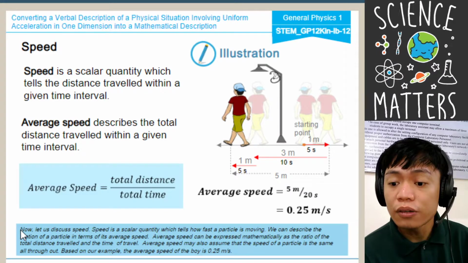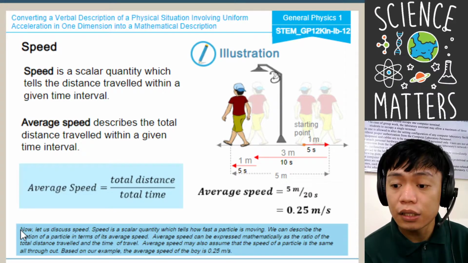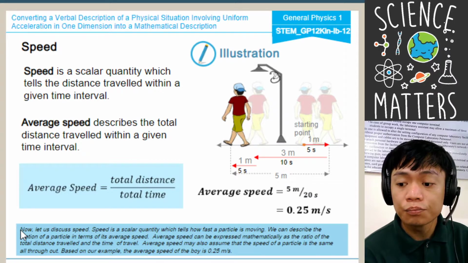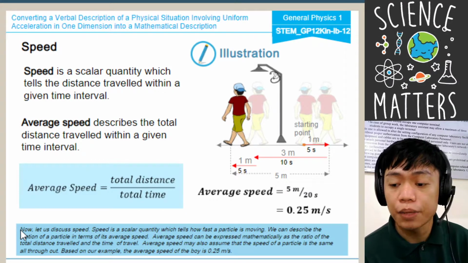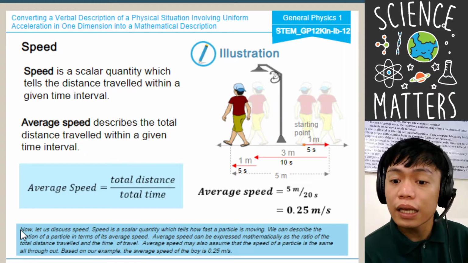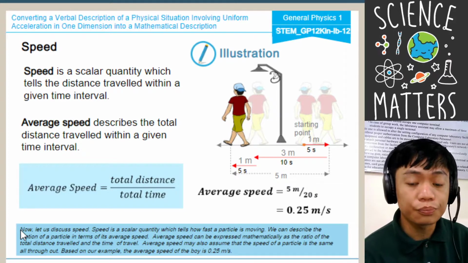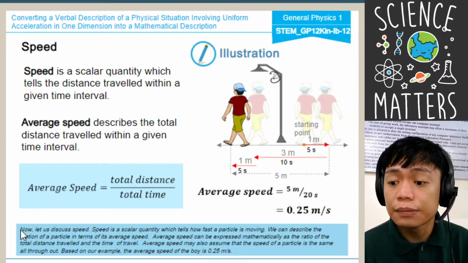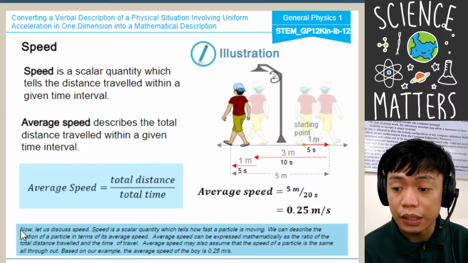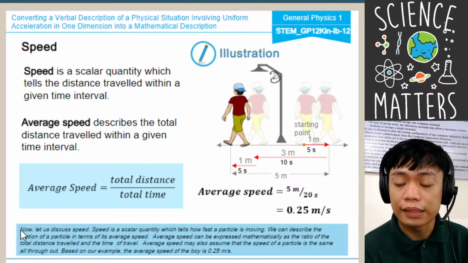Now, in order for us to get the average speed, we just have to divide the values, okay? So, 5 divided by 20 is equal to 0.25 meter per second. So how did we get the meter per second? Take note, class, that meter per second is the unit for the average speed. Okay? Take note of that.